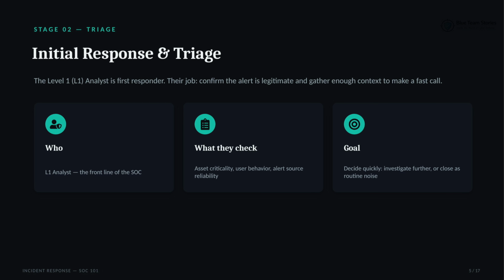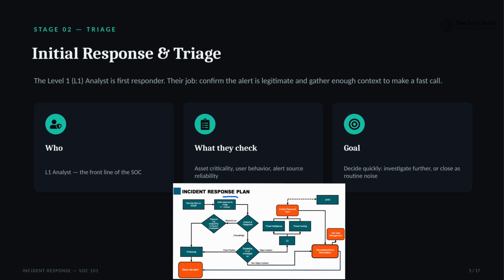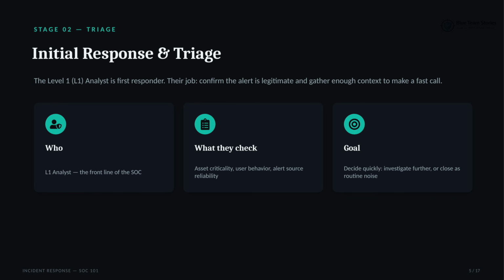Initial response and L1. The next stage is triage. This is where the level 1 analyst, commonly called an L1 analyst, performs the initial review. The analyst gathers context about the alert, reviews the affected asset, examines user activity, and checks for any obvious indicators of compromise. The goal is to quickly determine whether the alert deserves deeper investigation or can be safely dismissed.